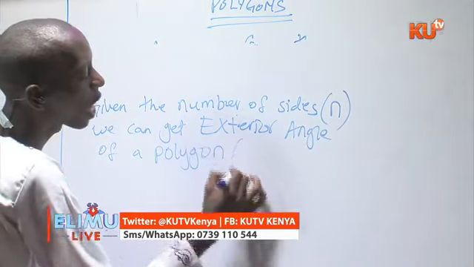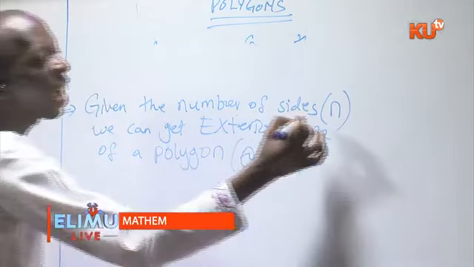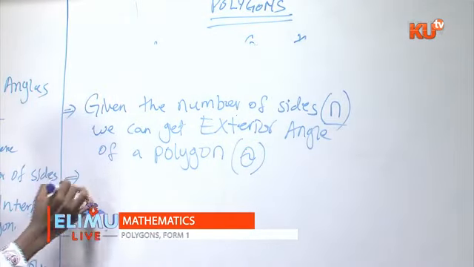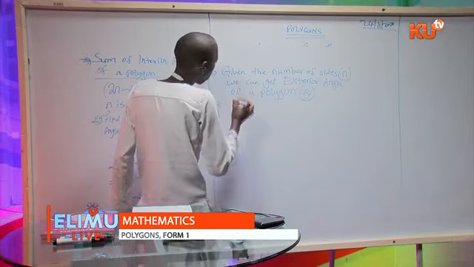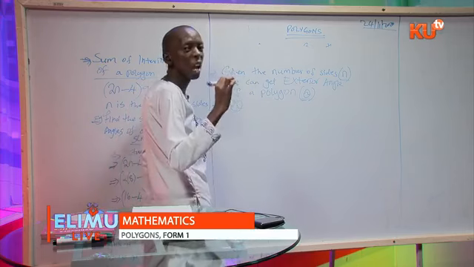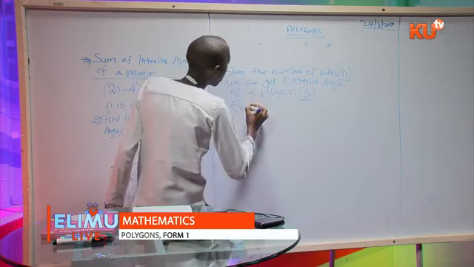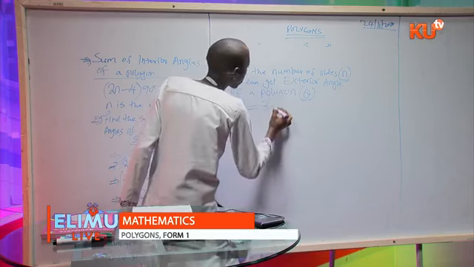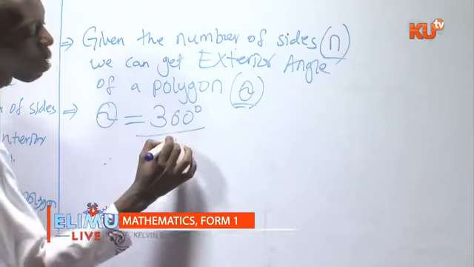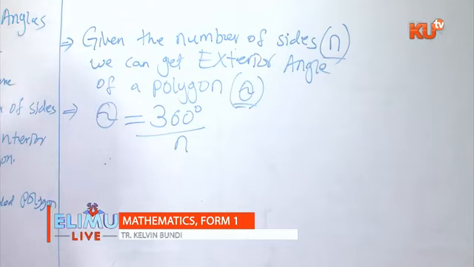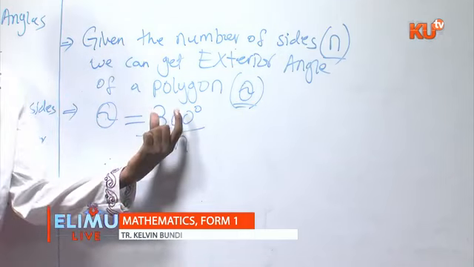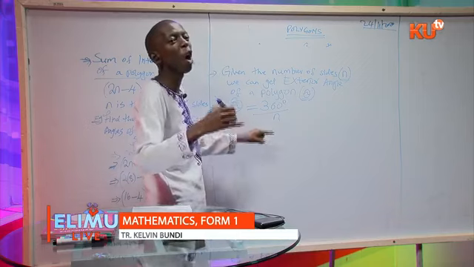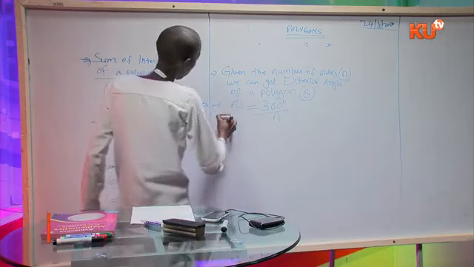And the exterior angle of a polygon is denoted as theta. So given n, that is the number of sides, you can get the exterior angle of a polygon, which is denoted by theta. Therefore, theta, the exterior angle of the polygon, is given by 360 degrees divided by n, meaning that the exterior angle of a polygon is equal to 360 degrees divided by the number of sides.